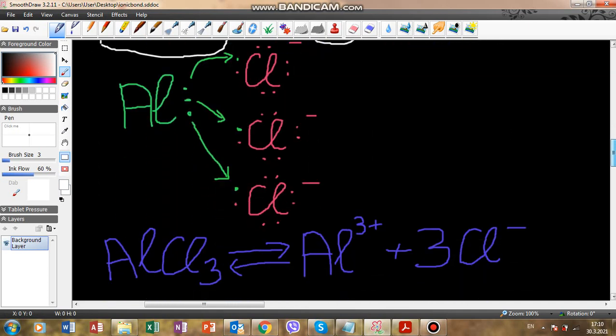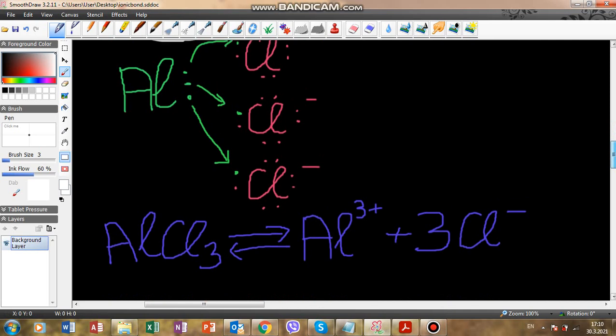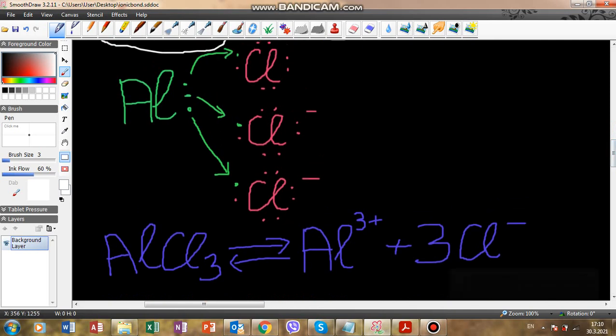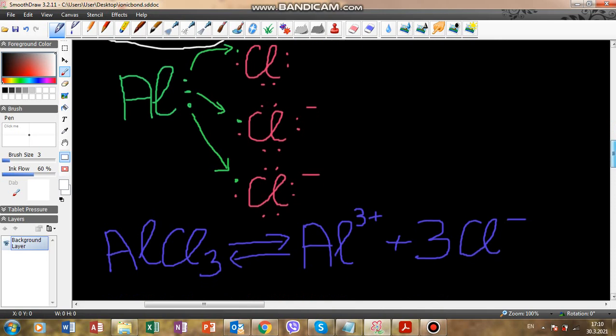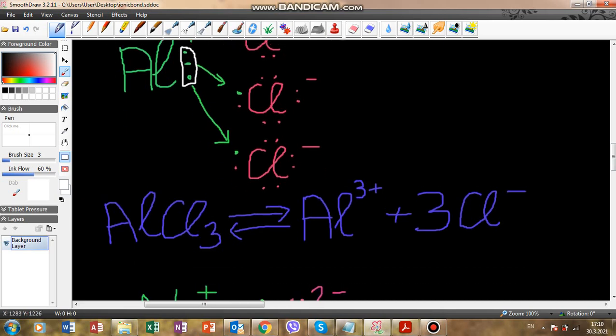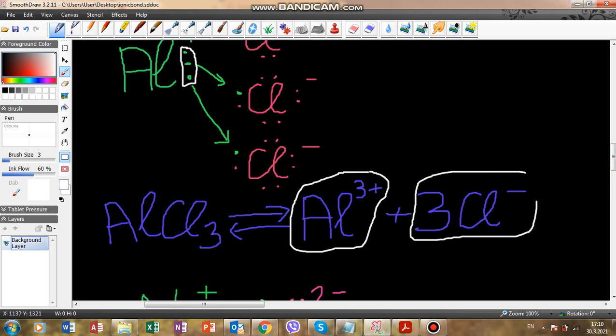charge. And here we have aluminium chloride. In this case, aluminium has 3 outer shell electrons, and in order to obtain stability, it has to lose all 3 outer shell electrons. And when dissolved in water, we will have 1 aluminium 3 plus cation and 3 chlorine 1 minus anions.